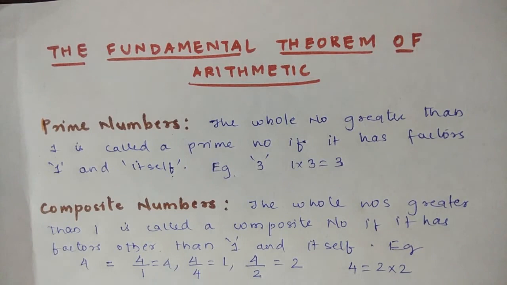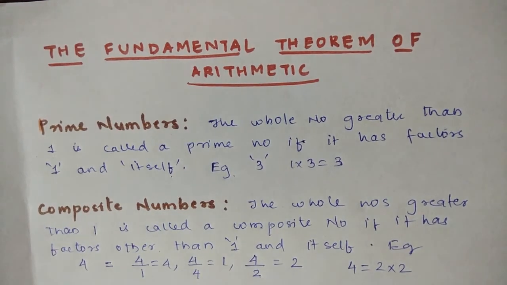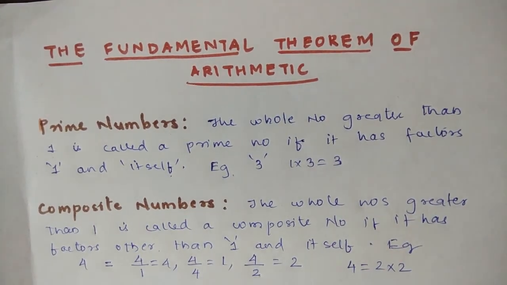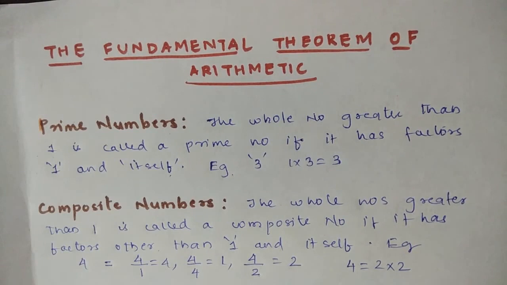So today we will be dealing with the new topic, that is the fundamental theorem of arithmetic. Before we move on to this theorem, let us see two important subtopics. They are prime numbers and composite numbers. We are well aware of prime numbers, but some of you might not be very clear with composite numbers. So let us come to the definition of prime number.